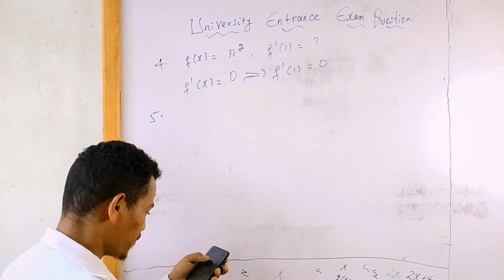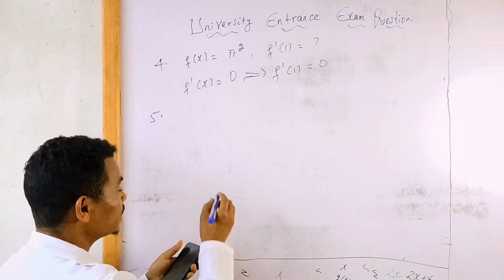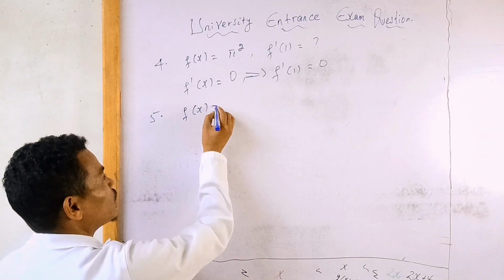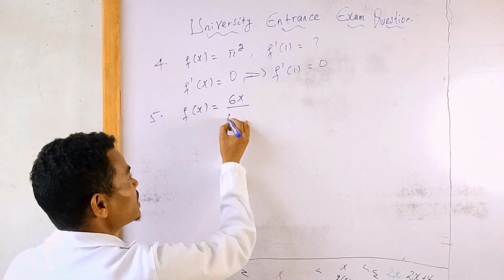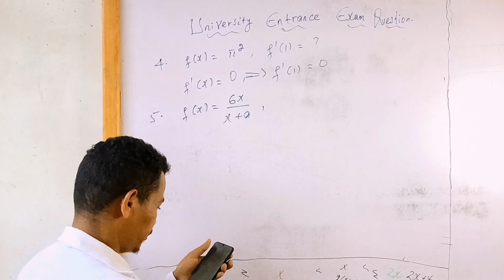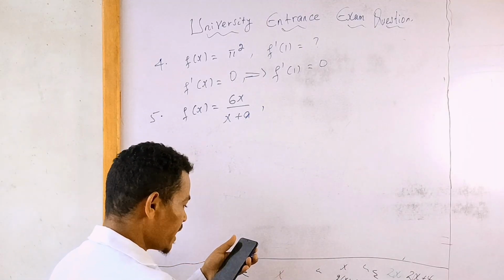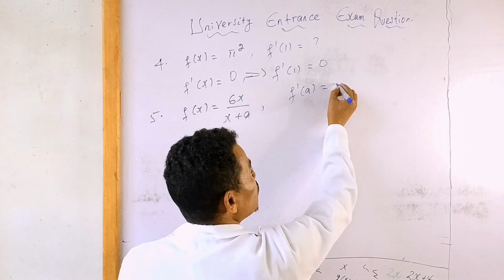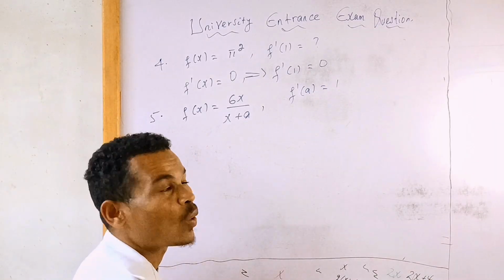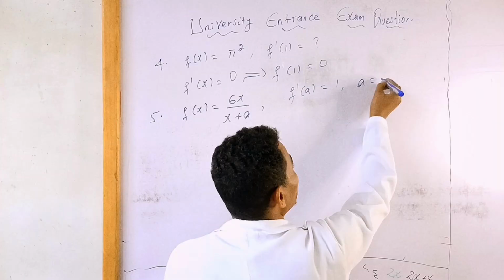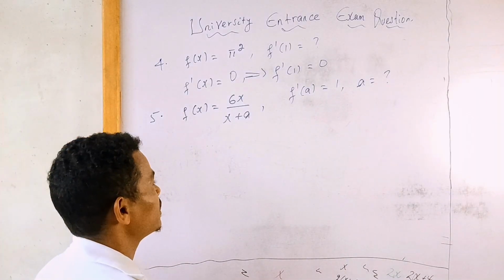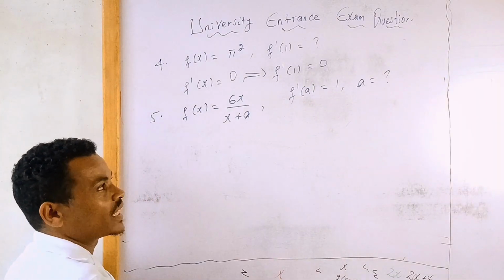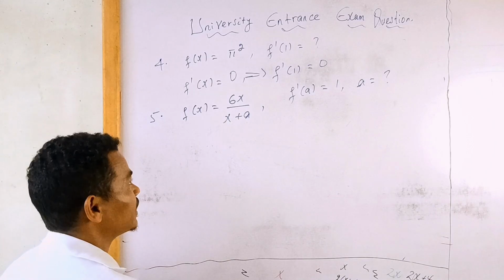Question number 5. Let f of x be equal to 6x over x plus a. For what value of a is f derivative of a equal to 1? We need to find what value of a makes f derivative of a equal to 1. So we take the derivative of x, then evaluate at x equal to a.